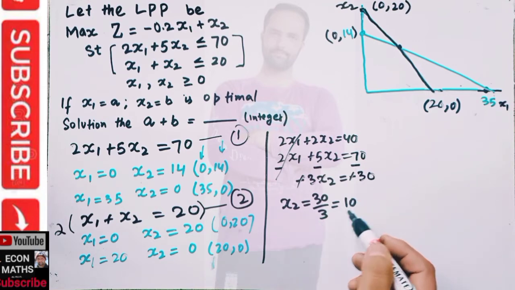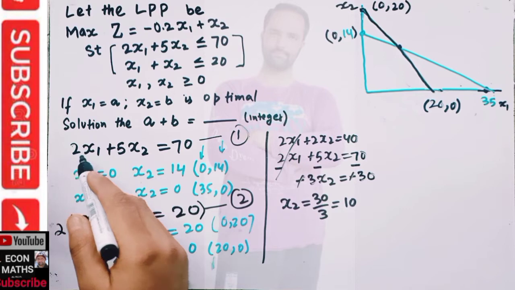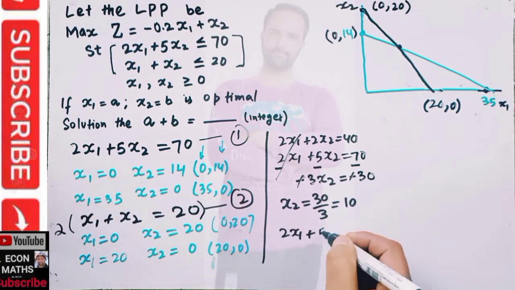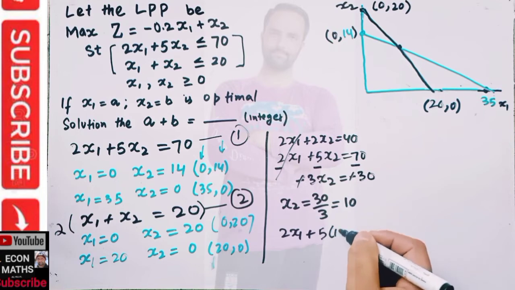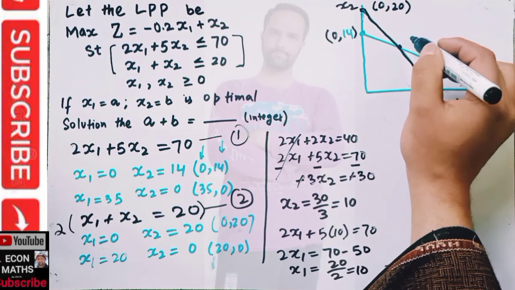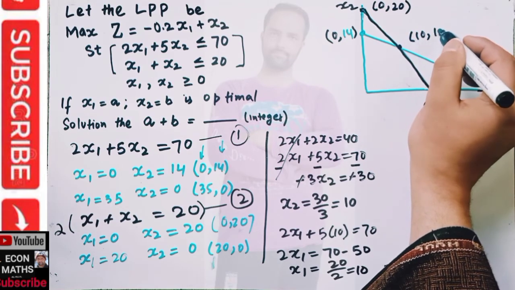If x2 is equal to 10, then what will be the value of x1? So we have 2x1 plus 5 times the value of x2, which is 10, is equal to 70, which means 2x1 is equal to 70 minus 50, or x1 is equal to 20 upon 2, which comes out to be 10. So the coordinates of this point are 10 and 10.